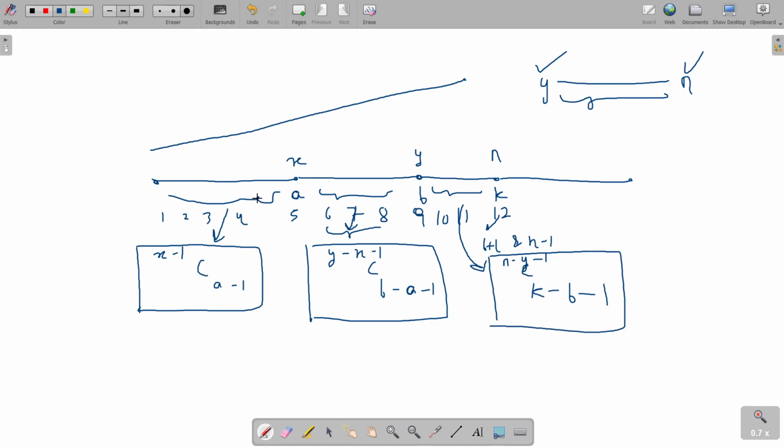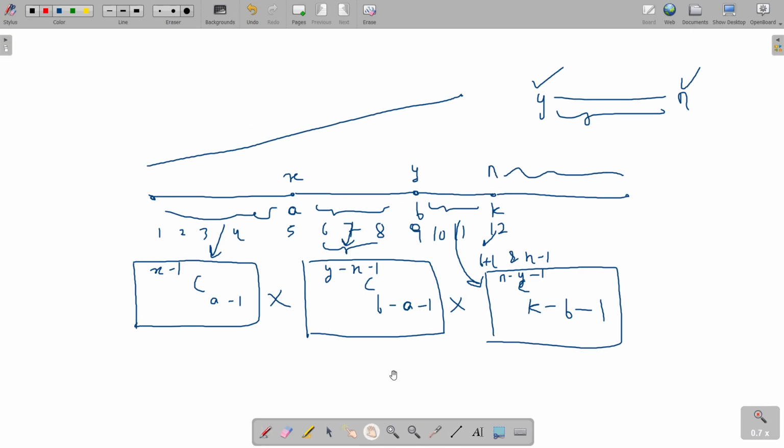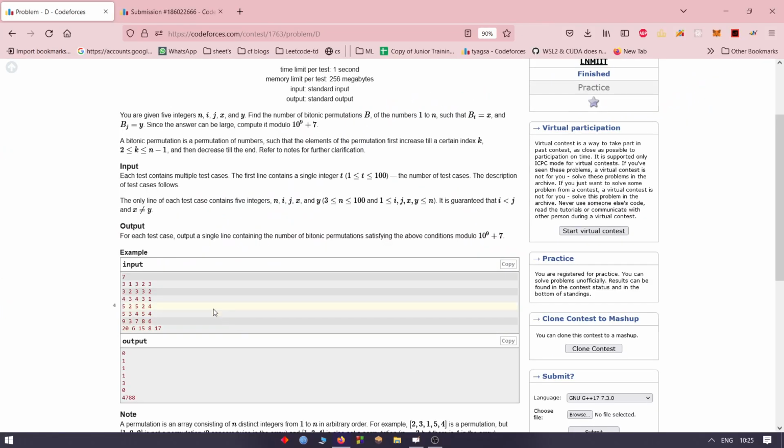And once you have chosen the values, all the remaining values will go here in a descending order. So you don't have to do anything for this part, and you can just multiply them. And you will do this for all the k's which will go from b plus 1 all the way till n minus 1. Now, okay, so now let us look at the code and let us see how this is done.